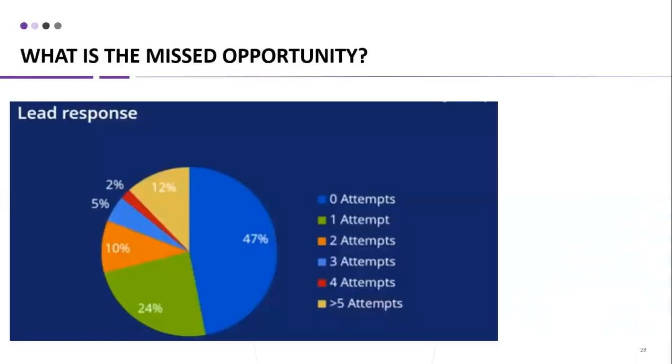So the missed opportunity looks like this. In the real estate industry, here's typically what happens. The lead response: 47% of people never even follow up with the lead, not even once. Just such a huge waste of time, money, and effort to generate the lead if you're not even going to follow up with it. 24% of the time, they're following up only once. So when you look at those two, the 47 and the 24, that means 71% of the leads that are generated in the real estate industry are contacted once or less.